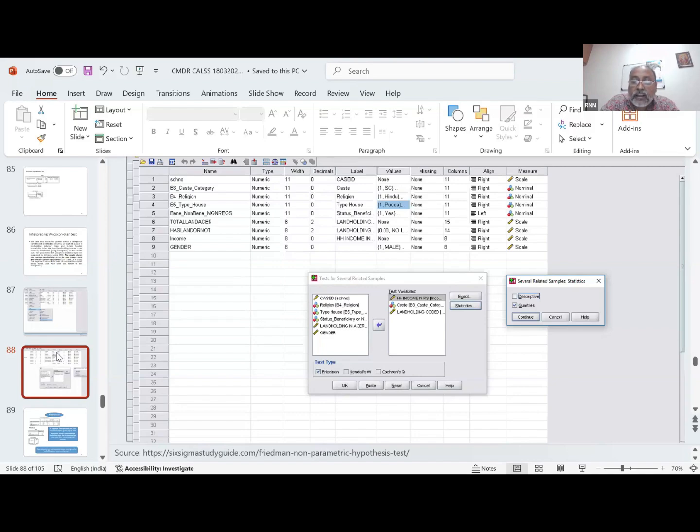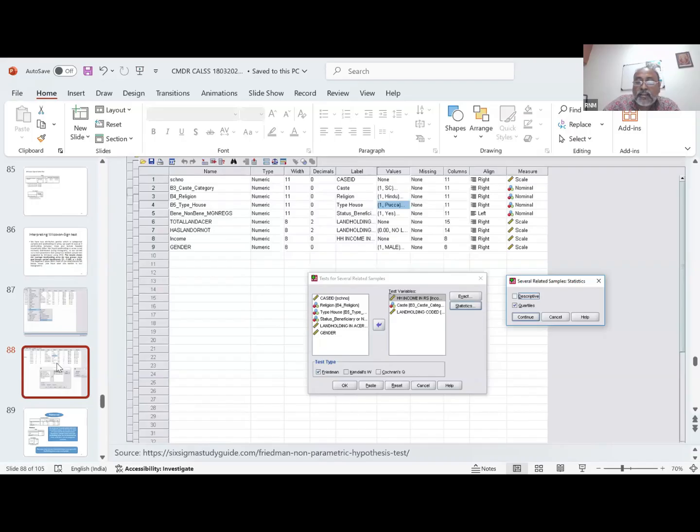There are advanced versions of it, Kendall's W and Cochran's Q. We will not go into them because they have specific uses, but Friedman can be used as a basic tool for this. So what we have done here again, now we have taken household income, land holding coded, and caste category. So caste, land, and household income.